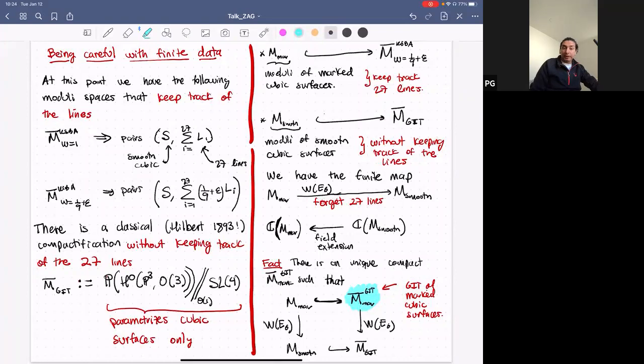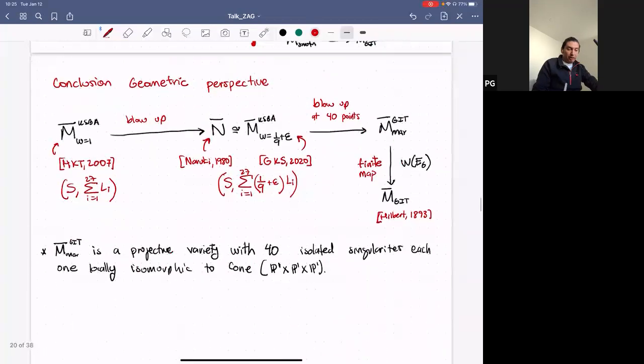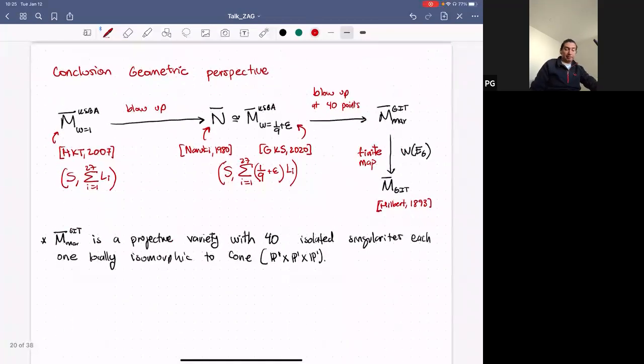So basically what I was trying to say is that you have a version of the GIT of Mumford that keeps track of this information about the lines. And again, these are finite maps, and in the literature we know a good deal about the structure of this map. So now I can actually finish this geometric perspective.